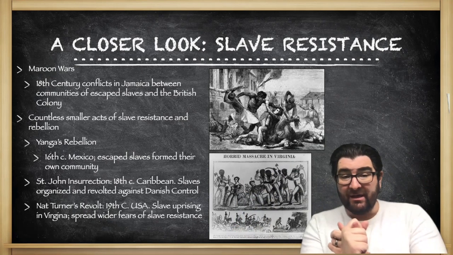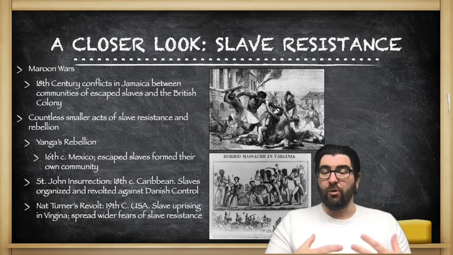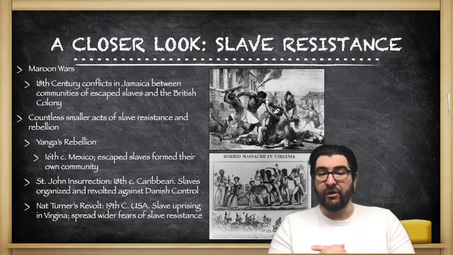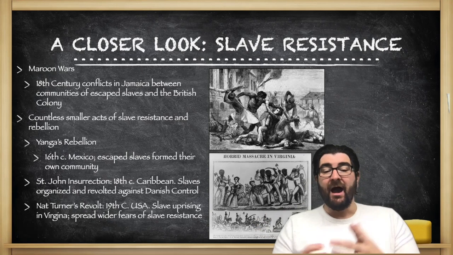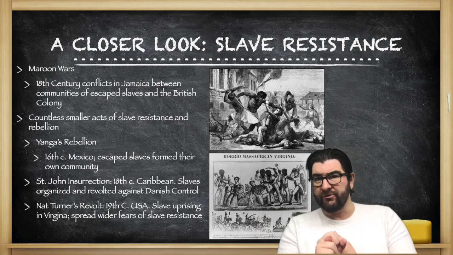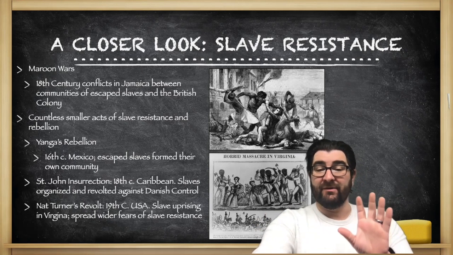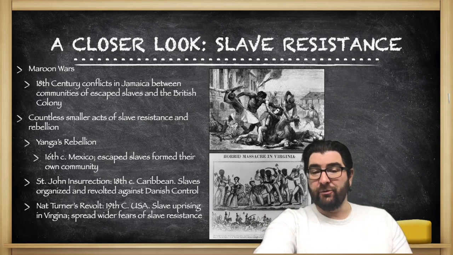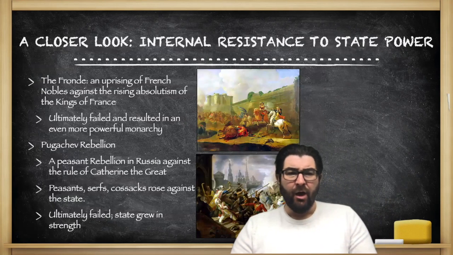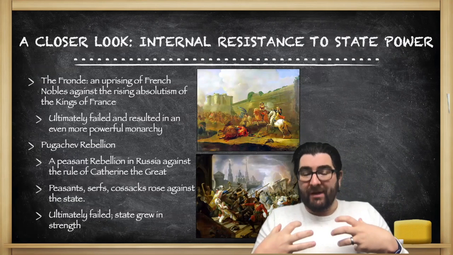The St. John insurrection in the Caribbean, where slaves will organize a revolt against their Danish controllers. And then in the United States, in the 19th century, Nat Turner's rebellion, where he will lead a slave uprising, which will give even wider fears of more slave resistance going forward. With regard to internal resistance to state power, now this is back in the home country.